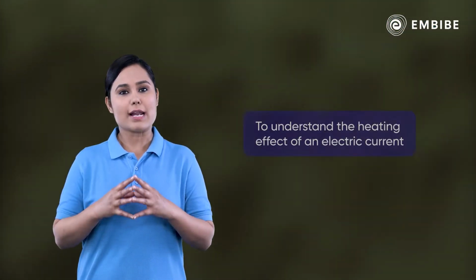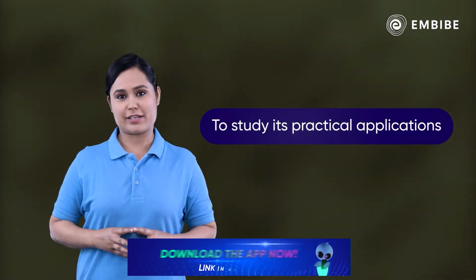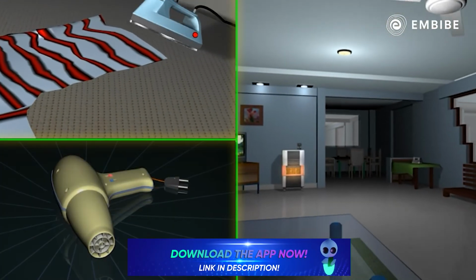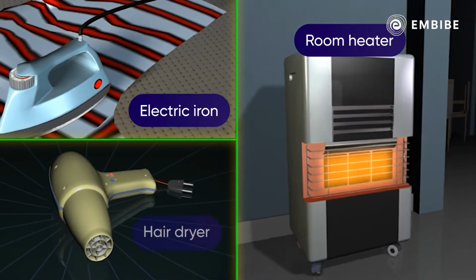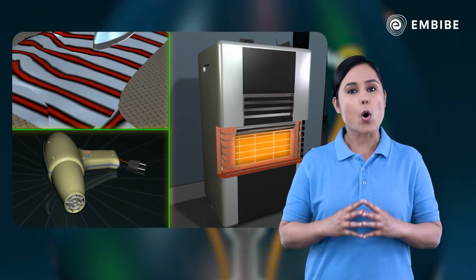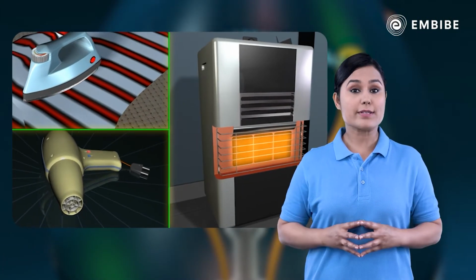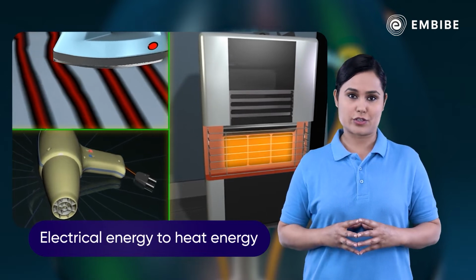Our objectives are 1. To understand the heating effect of an electric current. 2. To study its practical applications. We all use appliances like electric irons, room heaters, hair dryers, etc. in our homes. We know that all these devices work on the principle of converting electrical energy into heat energy.